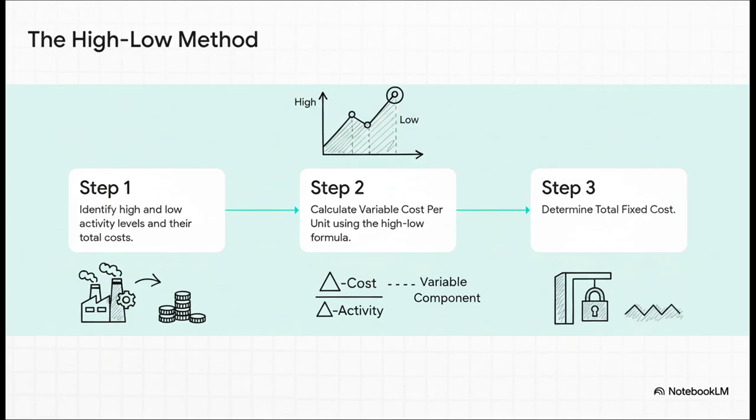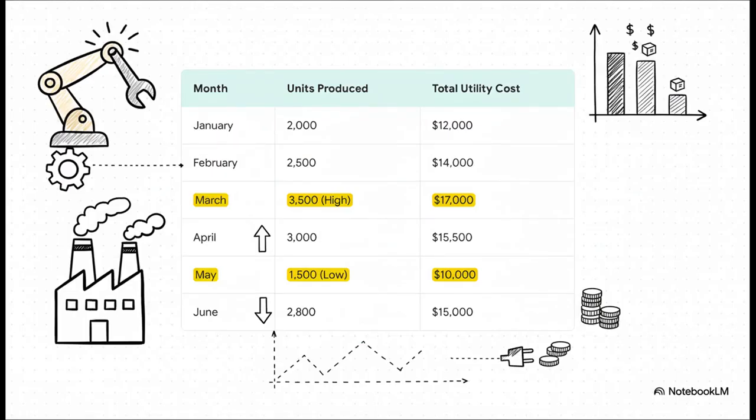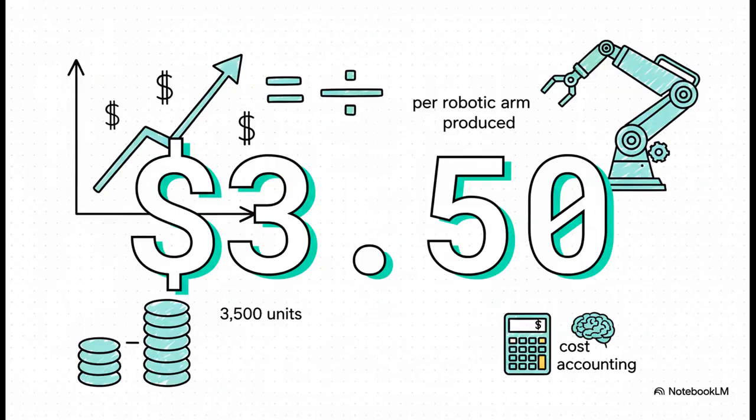This is a procedure to separate the cost components by using the 2 extreme points of activity from a given dataset. Let's consider this sample data from Helios Robotics. We will use the high point of activity in March and the low point of activity in May to execute our calculation. Applying the formula, we take the change in cost, $17,000 minus $10,000, and divide it by the change in activity, 3,500 minus 1,500 units.